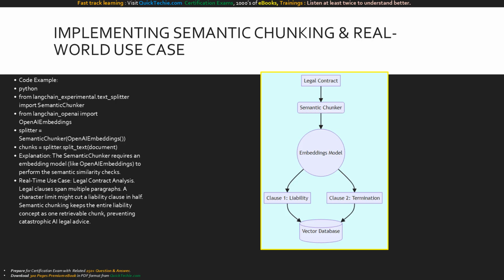In this architecture diagram, our legal contract enters the semantic chunker. The chunker communicates with the embeddings model to evaluate the text's meaning. Instead of arbitrary text blocks, the output is beautifully organized by concept, clause 1 covering liability and clause 2 covering termination. These conceptually whole clauses are then stored safely in our vector database, primed for highly accurate retrieval.